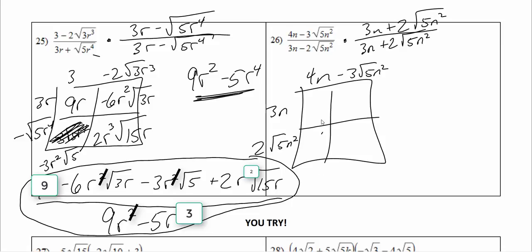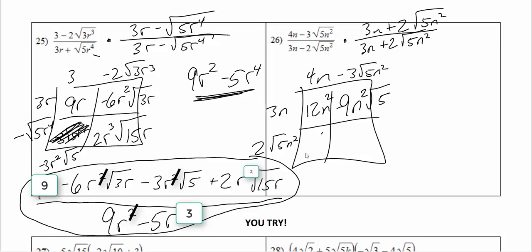I'm sorry. I know I'm probably boring a lot of you guys to tears, but some of these problems take a while. That's 12n squared. This is going to be a -9n root... Oh, no, it's wrong. Sorry. So this is going to be a -9n, but I can pull one n out from the inside, right? So it's really a 9n squared root 5.